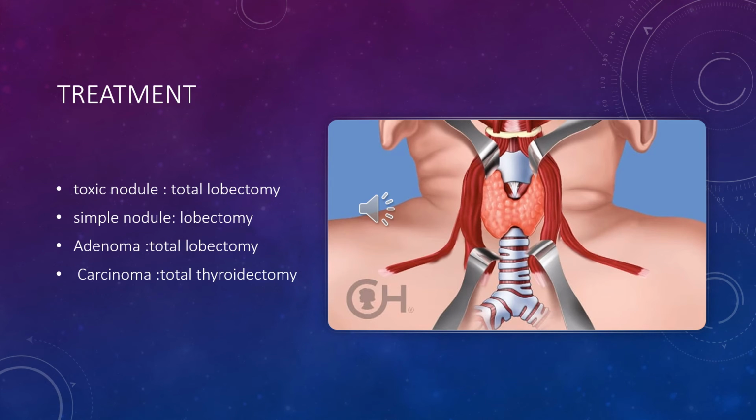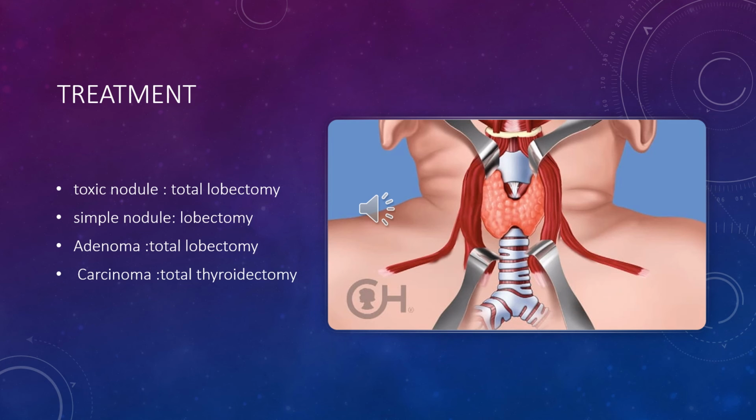Finally, the treatment of the solitary thyroid nodule depends on which type of solitary nodule you are dealing with. The first type is toxic nodule. In this case, you need to do a total lobectomy, only on one lobe. You should remove it all with the isthmus. Total lobectomy means that you should remove surgically the whole lobe with the isthmus.